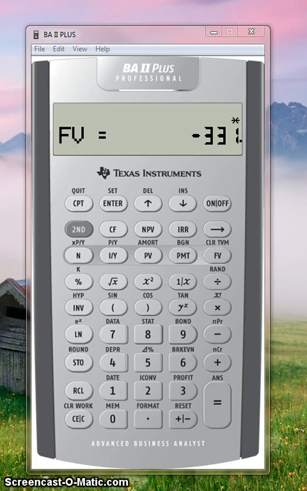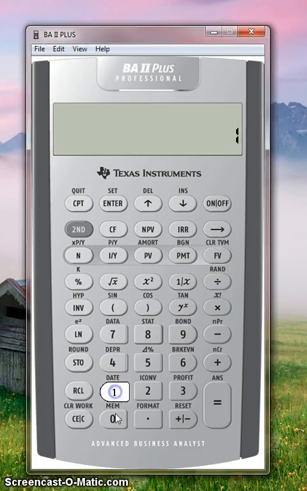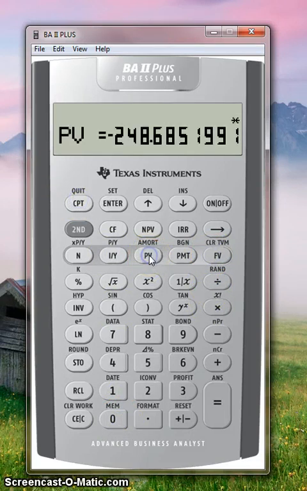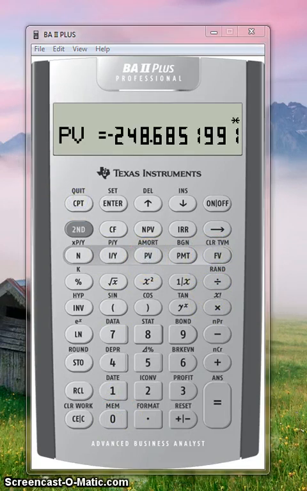To calculate the present value, very similar. $100 payment, 3 and 10 IY. You can put 0 as FV and compute for PV. Okay.